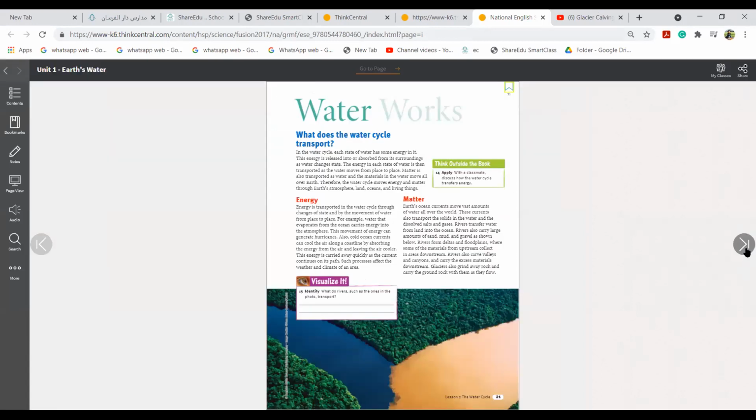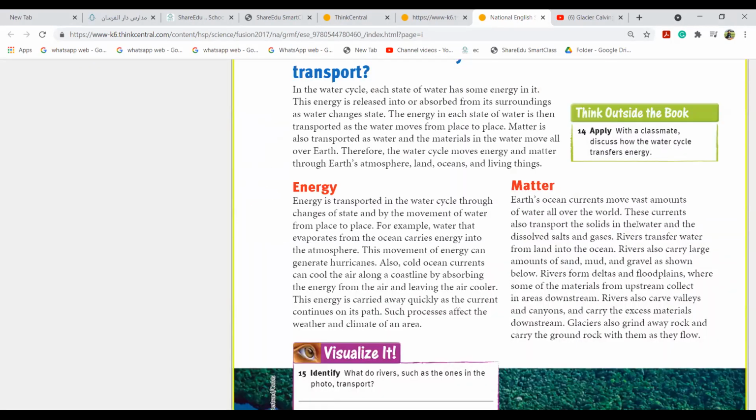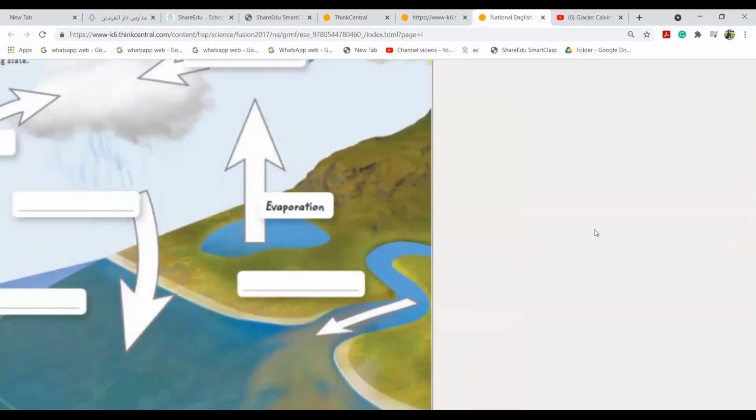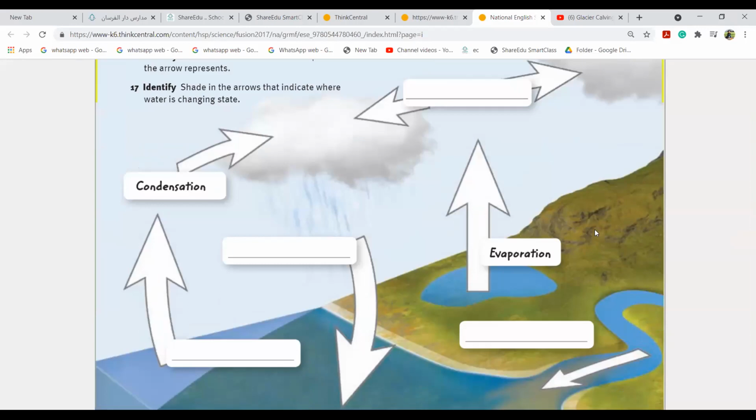Now, what does the water cycle transport? Energy and matter. I told you about the energy, how the energy is absorbed and how it is released. Now coming to here, label each arrow, showing which process the arrow represents.